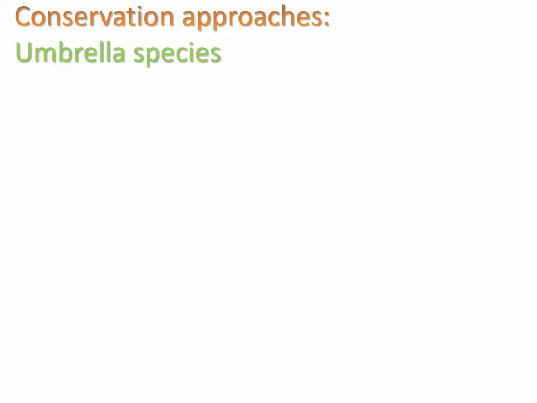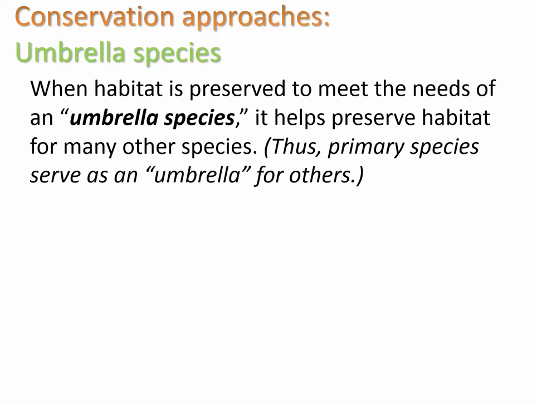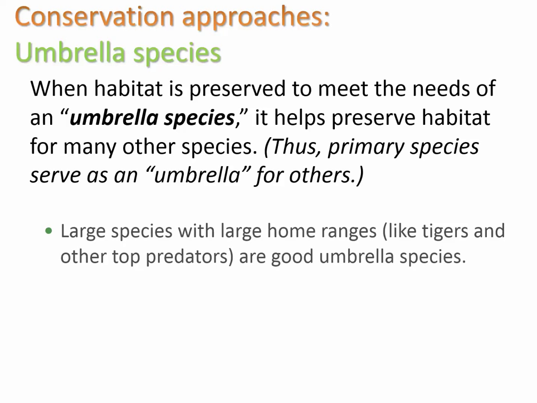So another idea that falls under conservation is umbrella species. When habitat is preserved to meet the needs of an umbrella species, it helps preserve habitat for many other species. Thus, primary species serve as an umbrella for others. And large species with large home ranges, like tigers and other top predators, are good umbrella species. The idea is that if you make efforts to protect them, then indirectly you're going to be protecting many other species who also live in that habitat.